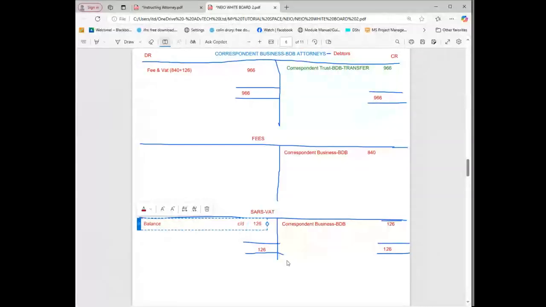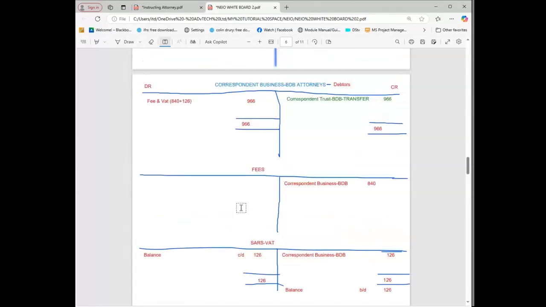If the balance is on the credit side, it means we owe SARS, okay? But if the balance is on the debit side, it means SARS owes us, okay? So meaning we owe SARS 126. Because it's on the credit side, we owe SARS 126.